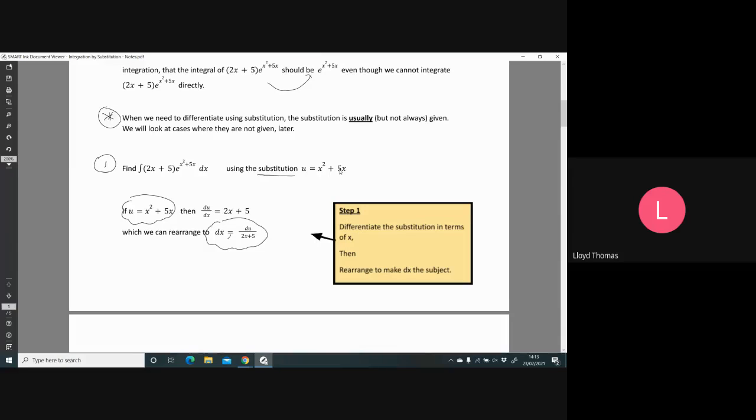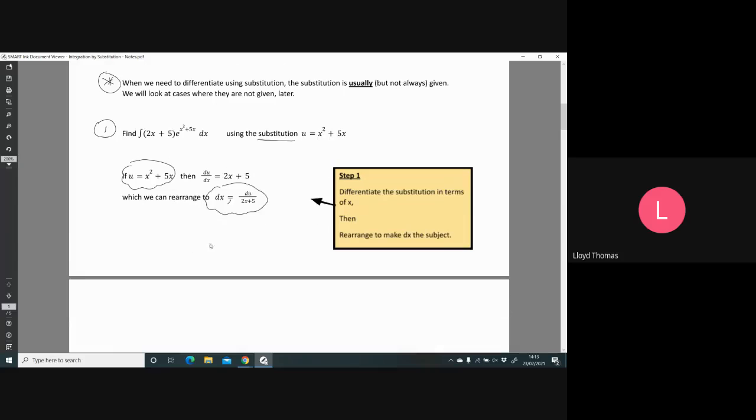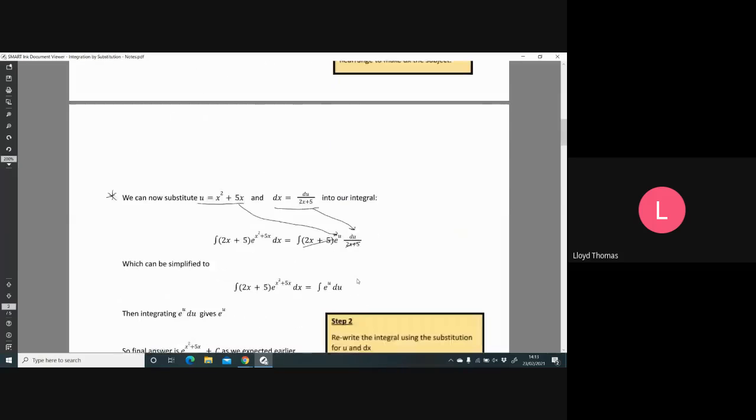Differentiate it, then rearrange it to get dx on its own. You will end up with two important things then, the substitution they told you in the question and your dx on its own. Those two things get put into place into its original question. Hopefully, something should cancel out and make your integration a lot simpler, like e to the u. If it doesn't, if nothing cancels out and nothing simplifies, chances are you've done something wrong.